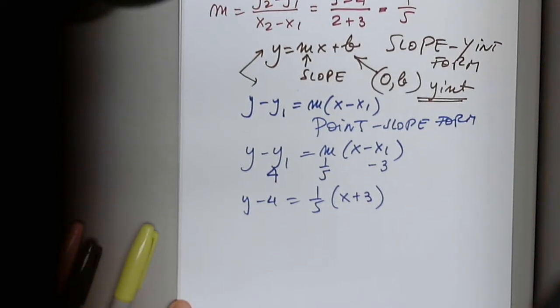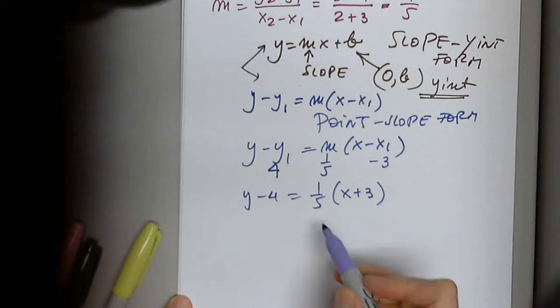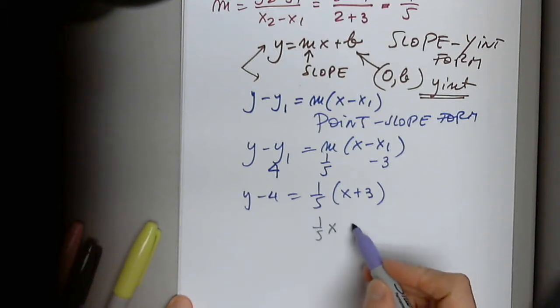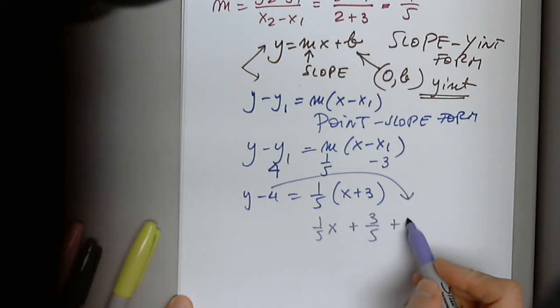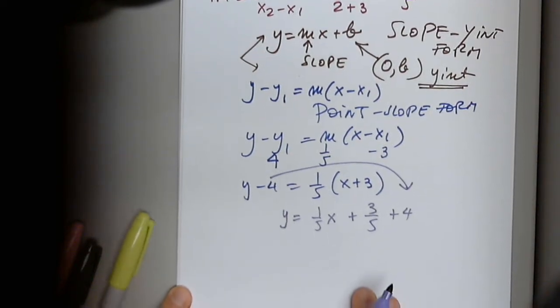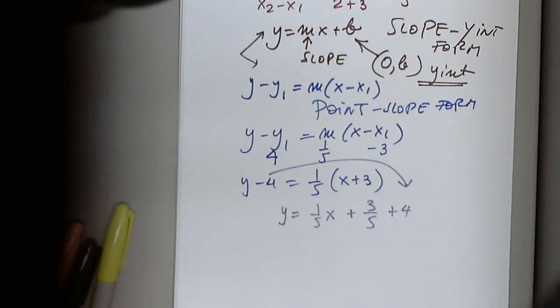Normally we have to solve for y at any point in time, so I will distribute 1/5 x plus 3/5, and then I have to add 4. As we discussed last time also, you can write this down on your memory notebook. When I move a term from one side to the other, all I have to do is change its sign.